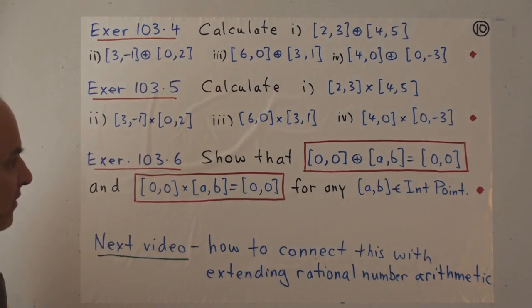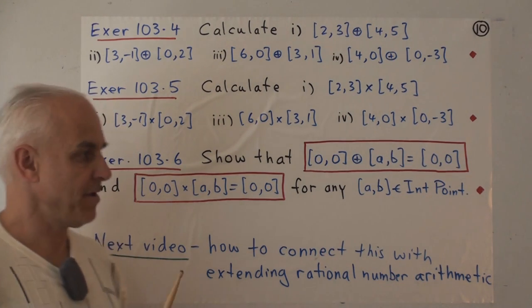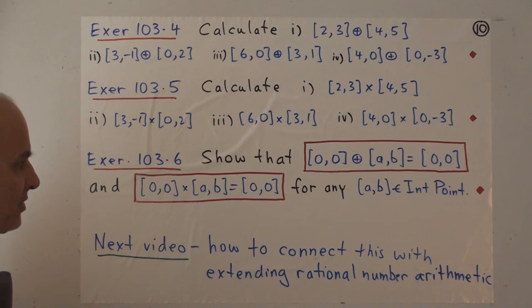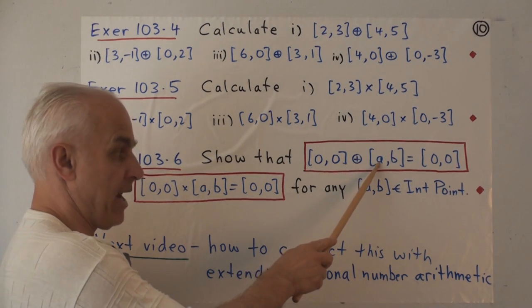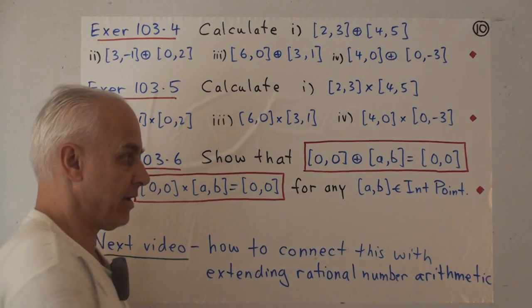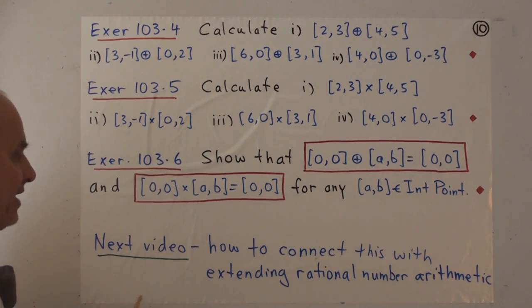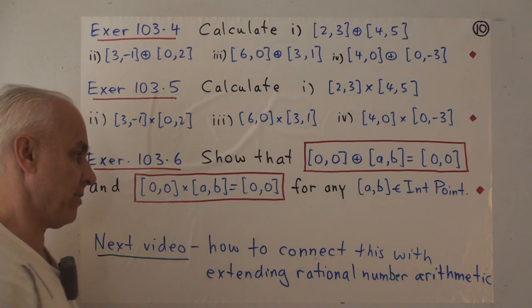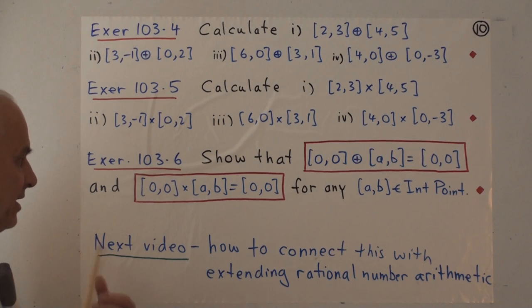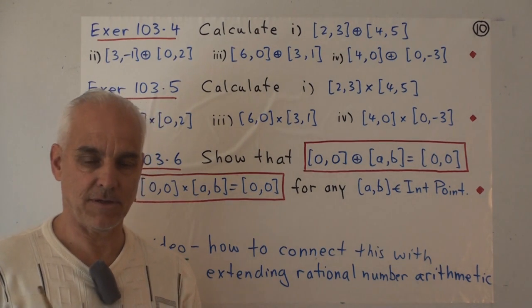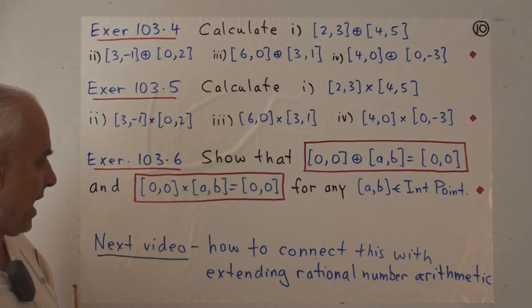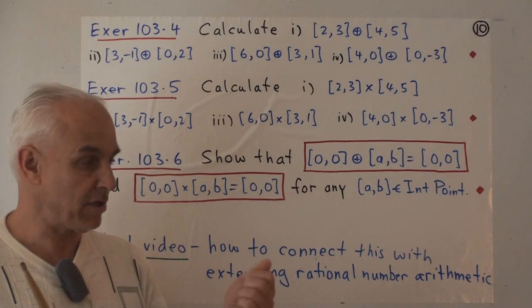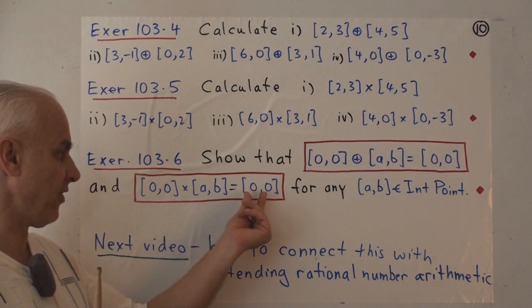These sums didn't have any of the (0,0) points involved, so this exercise deals with that case. So show that (0,0) plus any point (A,B), no matter what it is, is always (0,0). And similarly, (0,0) times any point (A,B), no matter what it is, is always (0,0). So this (0,0) point, which is a bit of a novelty perhaps, has a very simple arithmetical structure. Anything added to it or multiplied with it just gives itself.